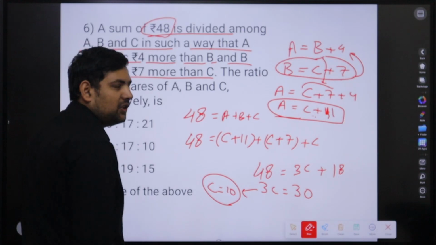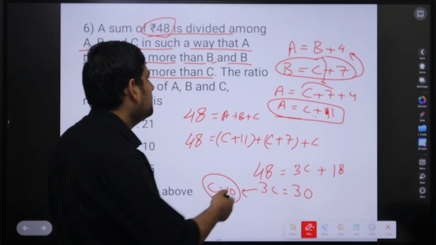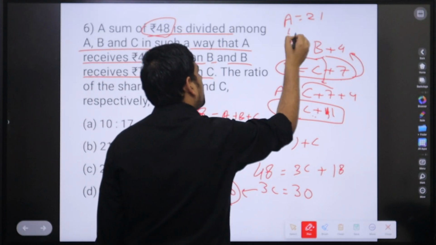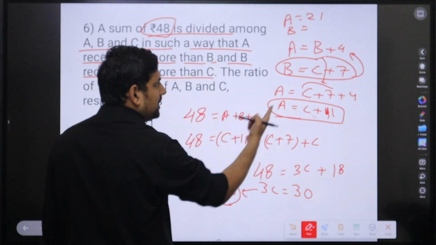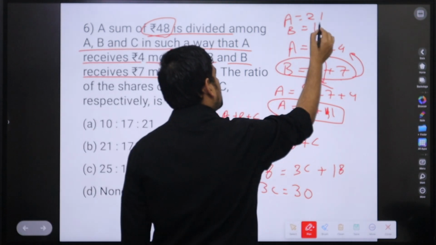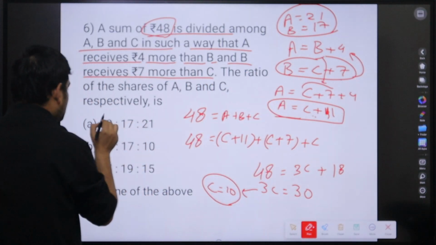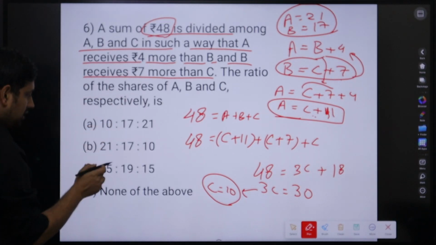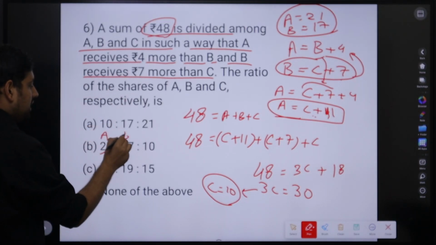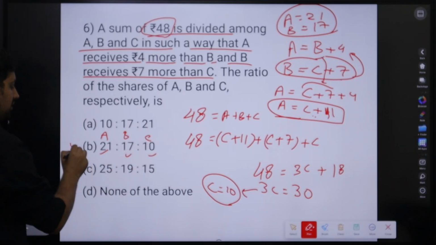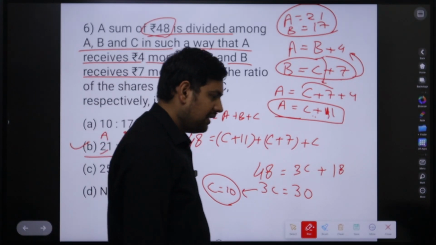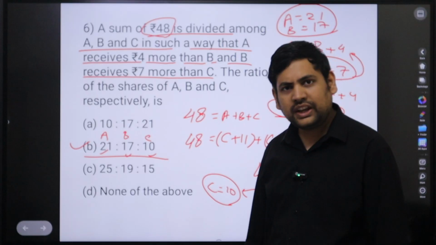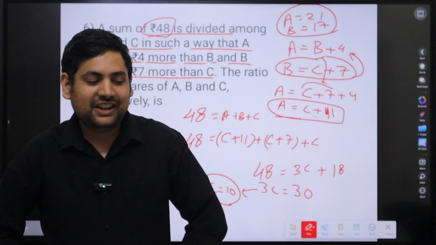Now you have A and B also. So what will be A? A is C plus 11, so that means A is 21. What is B? B is C plus 7. So 10 plus 7, that is 17. So what is the ratio of A, B and C? Clearly A is 21, correct? B is 17, correct? C is 10, correct? So the answer becomes B. 21, 17 and 10 are the values. Understood? Okay, so that's it for this one.